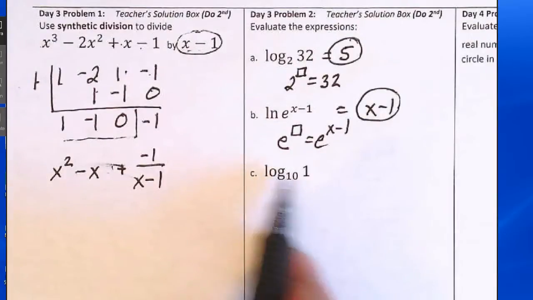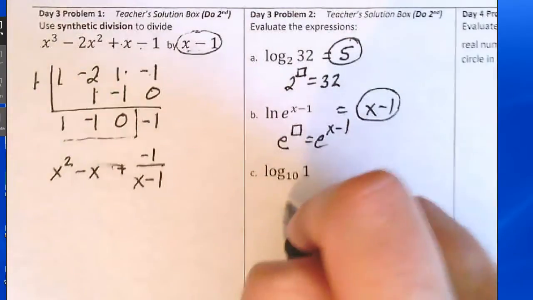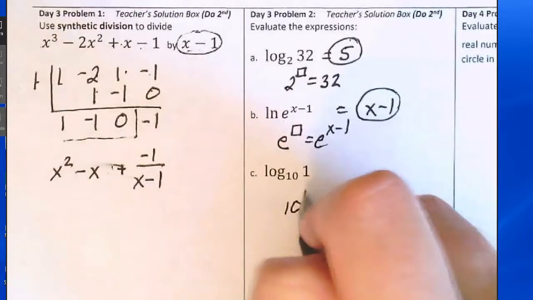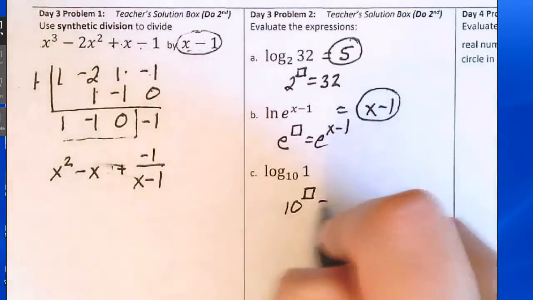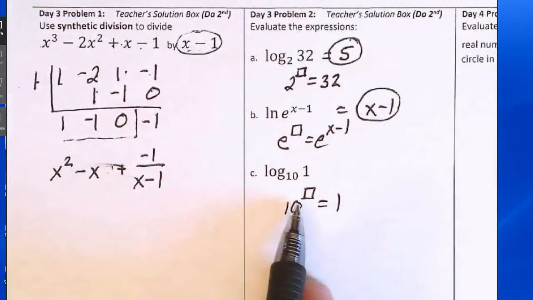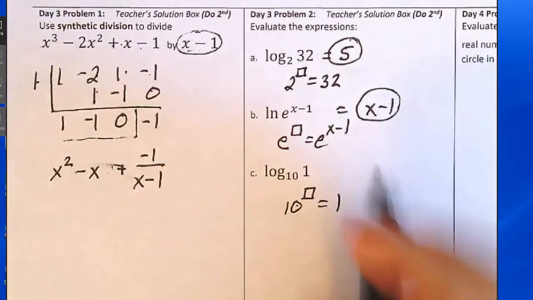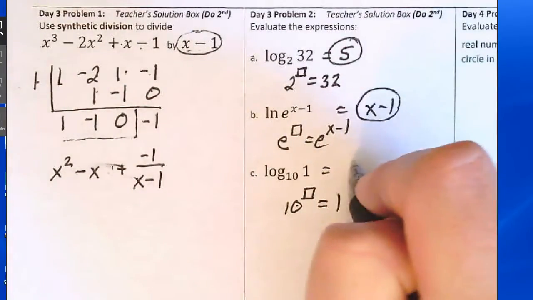Question C, log base 10 of 1. The base is 10. What power do you raise 10 to equal 1? 10 to the 0 power is equal to 1, so that log is equal to 0.